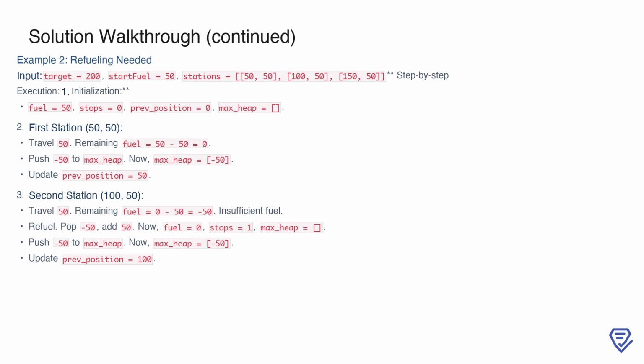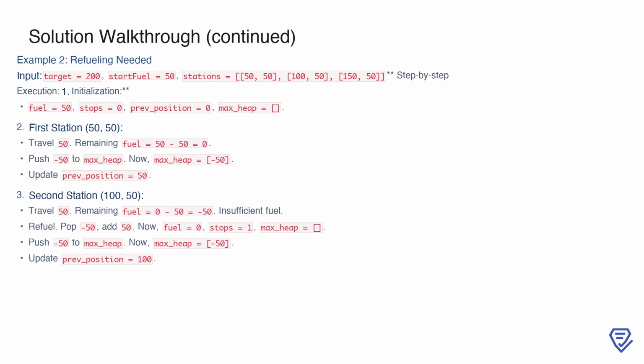At the first station, located at position 50, we travel 50 units, depleting our fuel to 0. We then add the 50 fuel from this station to the max heap as minus 50, so the heap contains minus 50. The previous position is updated to 50.